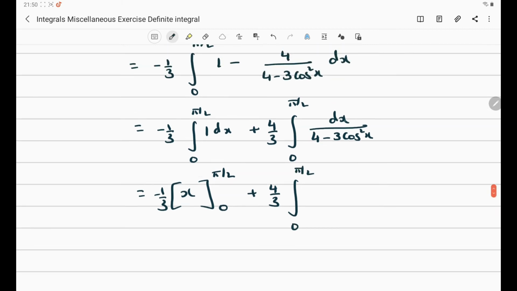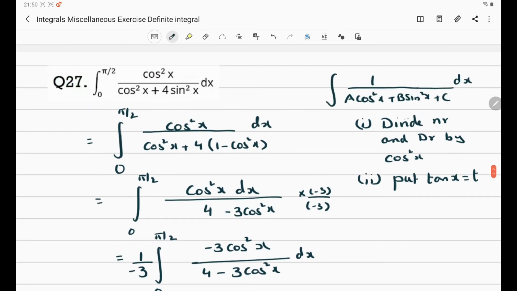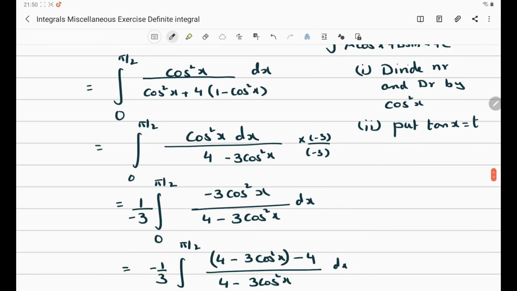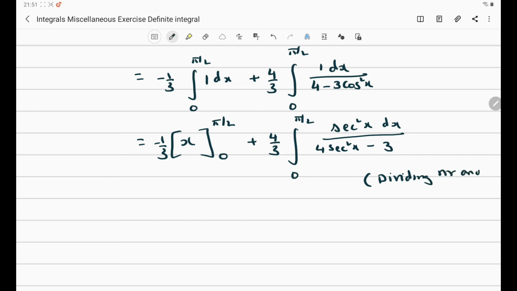Now, it is in the form of 1 by 4 minus 3 cos square x. So, we can apply this method because now we got the numerator as 1. So, the first step is divide numerator and denominator by cos square x, and then the second step is put tan x equal to t. So, we divide numerator and denominator by cos square x. So, in the numerator we have 1 by cos square x is secant square x dx divided by 4 by cos square x is 4 secant square x minus 3. So dividing numerator and denominator by cos square x.